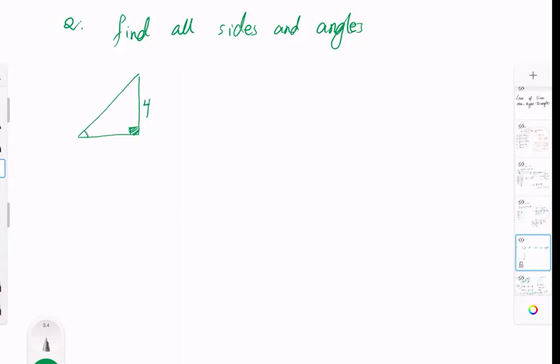So you should watch all of them. So we have a right triangle here, and they ask us to find all the sides. So I'm going to label them. This is A, and that's C, for example. And for all the angles, I'm going to call this one alpha. So we know A squared plus 4 squared equal to C squared. But we have 2 unknowns here, A and C.